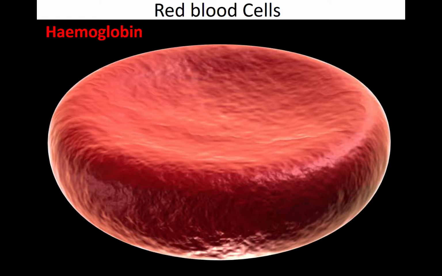Now, the reason for blood's red color is hemoglobin, which contains iron. And just as rust, made of iron oxide, is red, so are red blood cells because of this hemoglobin.